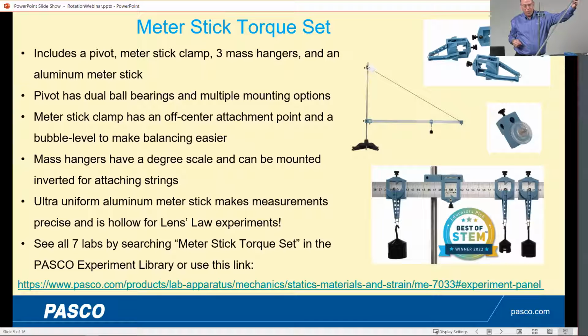Does it reach terminal velocity? Well, that's a whole other webinar. So just a teaser there. Let's get it back on there.